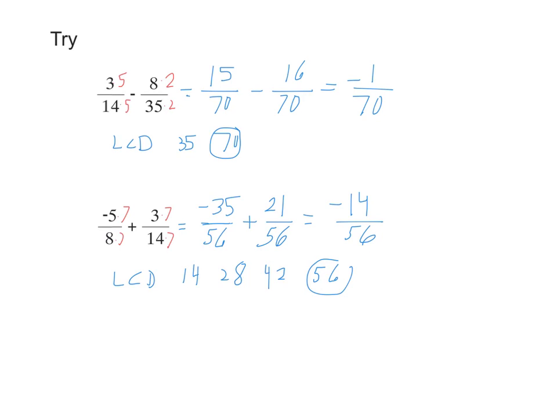Check your solutions. In the first one, the least common denominator was 70. The answer is negative 1/70th. In the second one, we had to go really far. This one took me a while to figure out. The least common denominator, none of these numbers worked as I worked my way up the multiples of 14 until I got all the way up to 56. So that one took a while.